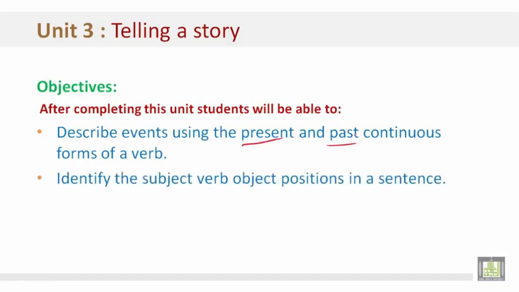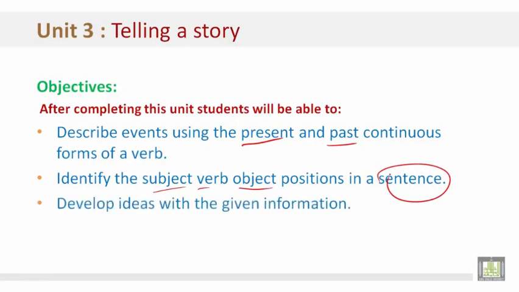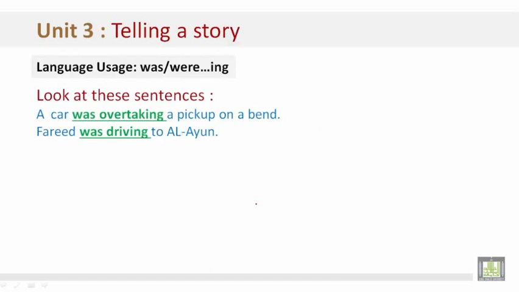a verb. Identify the subject, verb, object positions in a sentence. And develop ideas with the given information. Let's look at language usage of was or were plus ing. Look at these sentences. A car was overtaking a pickup on a bend. Fareed was driving to Al Ain. As we could see, we have was plus the ing at the end of a verb.